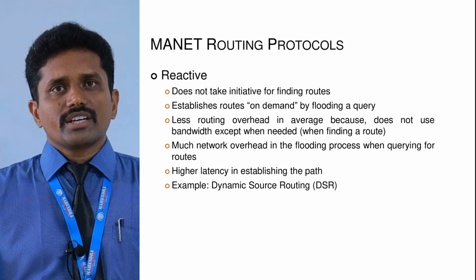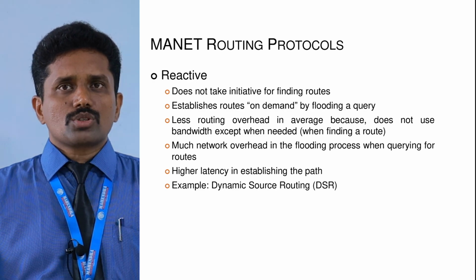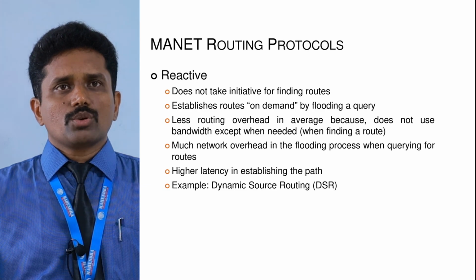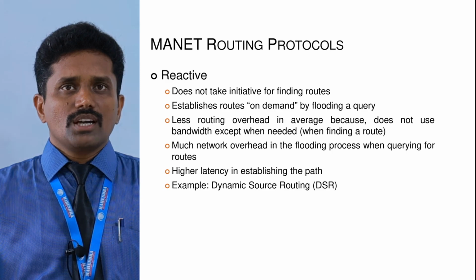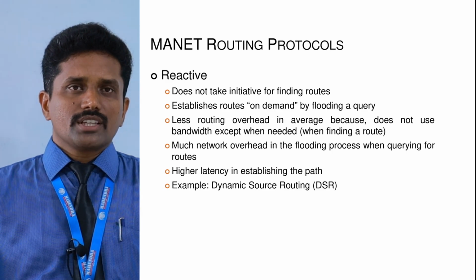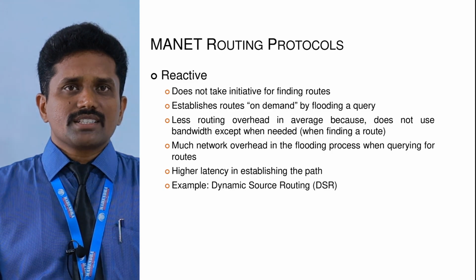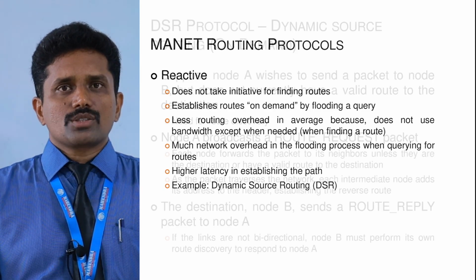Less routing overhead on average, because it does not use bandwidth except when needed. So bandwidth will be used when routing is required. There is some network overhead in the flooding process when querying for routes. A little bit of overhead in the flooding will be there because of route establishment. Higher latency in establishing the path, and the example protocol is Dynamic Source Routing.